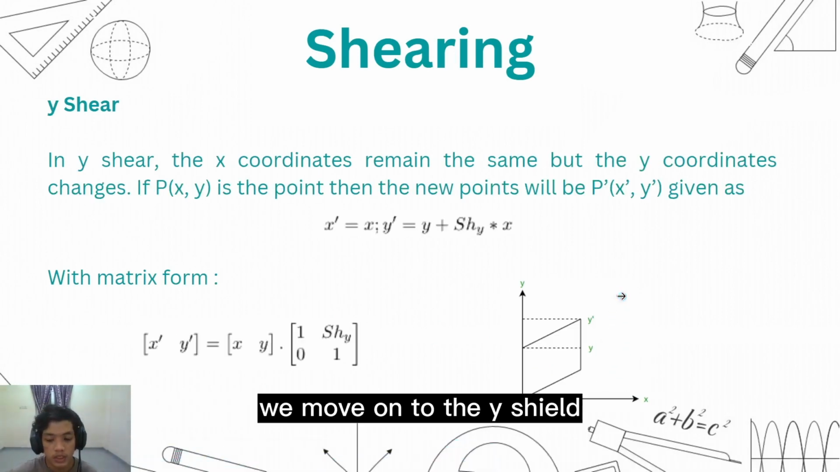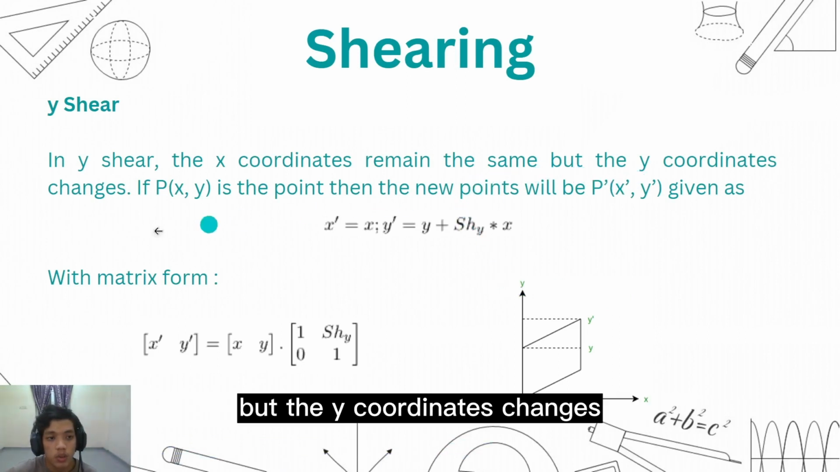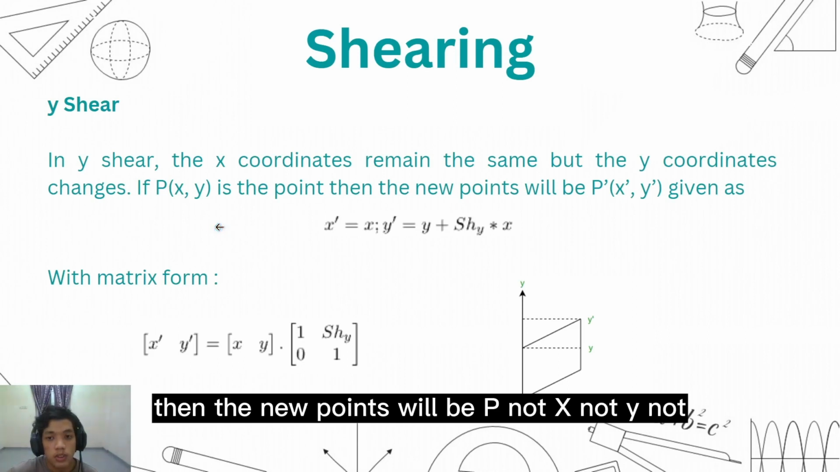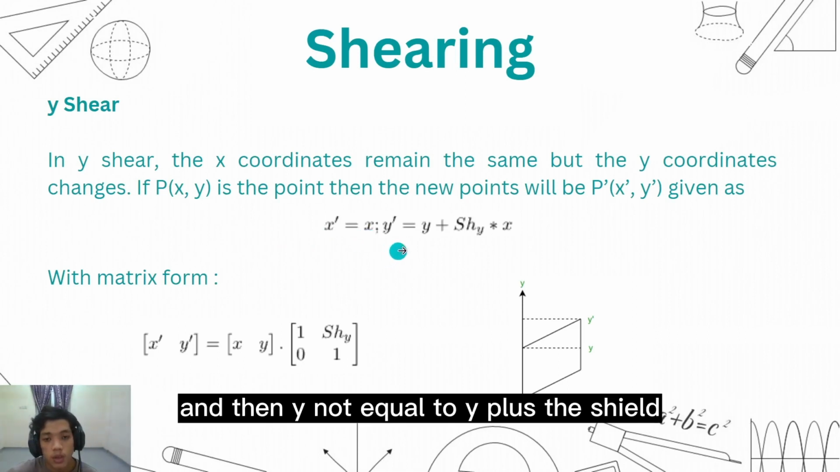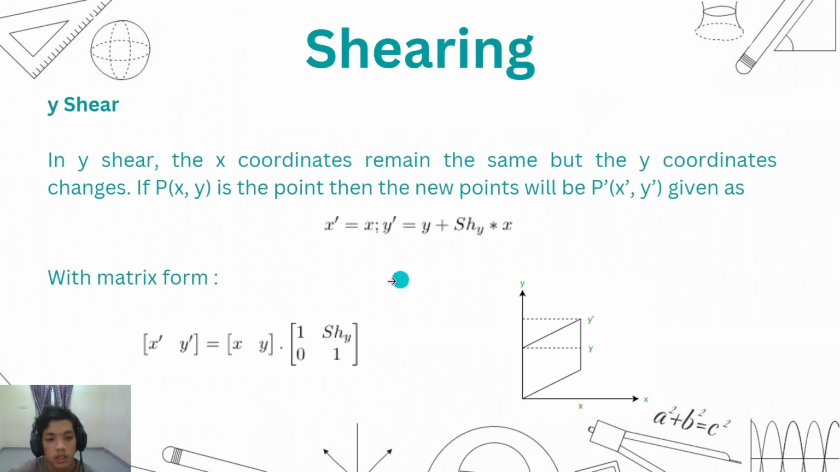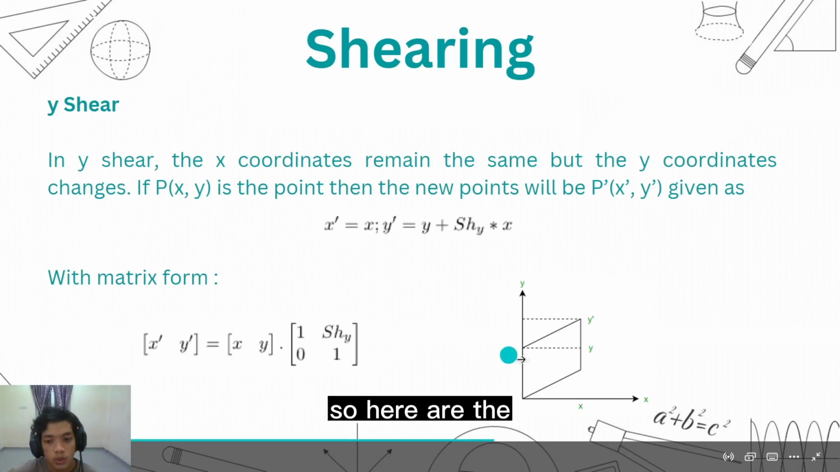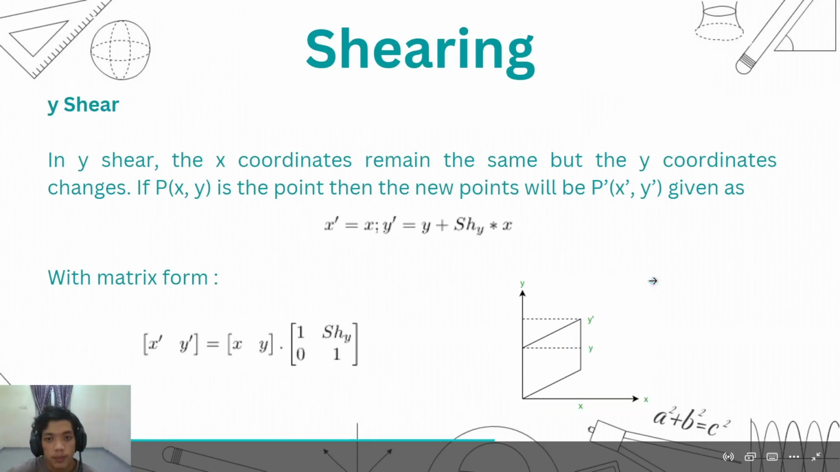We move on to the y shear. In y shear, the x coordinates remain the same, but the y coordinates change. If P(x, y) is the point, then the new point will be P'(x', y'), given as x' equals x, which remains the same, and then y' equals y plus the shearing factor of y times x, with the matrix form as stated here. After the transformation, it will appear like this for y shear.